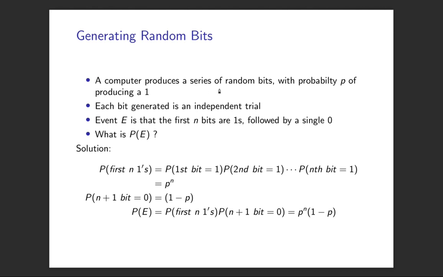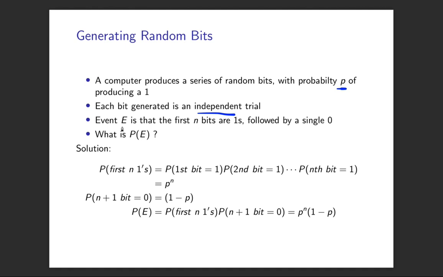So suppose we've got a computer that's producing a series of random bits. So we've got a probability p that we get a 1 and probability 1 minus p that we get a 0. So it's a bit like a coin toss. Heads is 1, tails is 0, but now it's not fair. We've got probability p of getting a 1 that needn't be a half. And we're going to suppose they're independent.